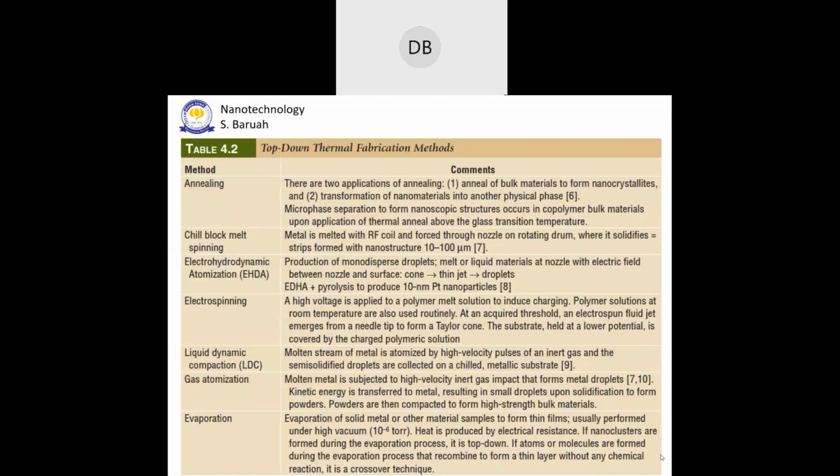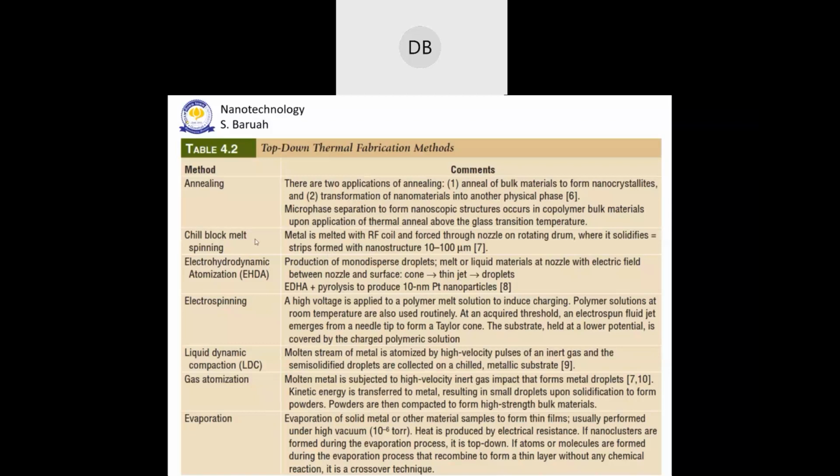Then you might end up getting nanocrystallites. That means nanocrystals, very, very small crystals. And the second is the transformation of nanomaterials into another physical phase. That means if we have a solid, it may move to a vapor phase, right? That's a change in phase, no? There are three phases: solid, liquid, and gases. So it can move from one phase to the other during the process, all right? And you end up with some nanomaterials.